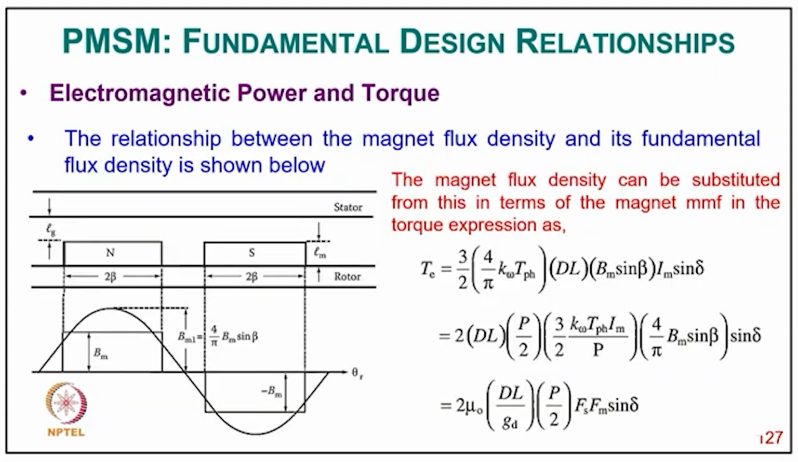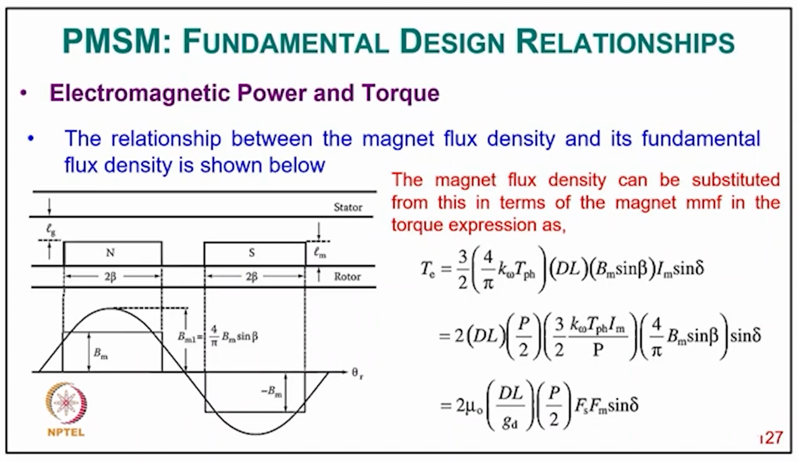So the relationship between the magnetic flux density and fundamental flux density is shown here, as you can see typically in the diagram, and the flux density can be substituted in terms of the magnetic MF in the torque expression: T equal to 3/2 · 4/π · k_w T_ph · D L · B_m sin β · I_m sin δ, and that is equal to 2 D L · (p/2) · 3/2 · k_w T_ph · (I_m/p) · 4/π B_m sin β · sin δ, and that is equal to 2 μ0 D L / G_d · (p/2) · F_s · F_m · sin δ.